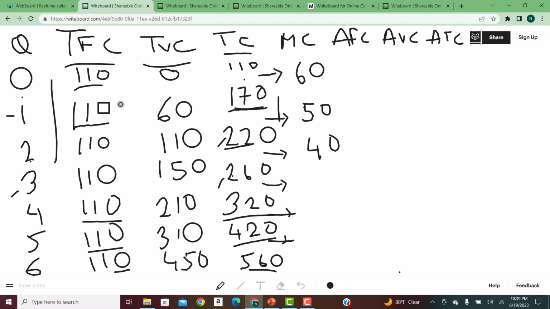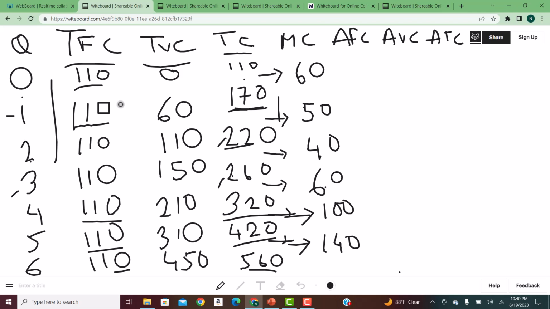Same way, now we do 320 minus 260 divided by 4 minus 3. That's 60 divided by 1, which is 60. Next one is 420 minus 320 divided by 5 minus 4, so 100 divided by 1 is 100. And finally, we have 560 minus 420, which is 140, divided by 6 minus 5, which is 1. So 140. So we now see marginal cost. And if you look, after some point marginal cost decreases, but then it shoots up. It increases significantly.